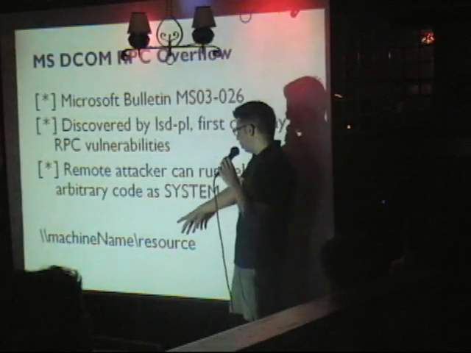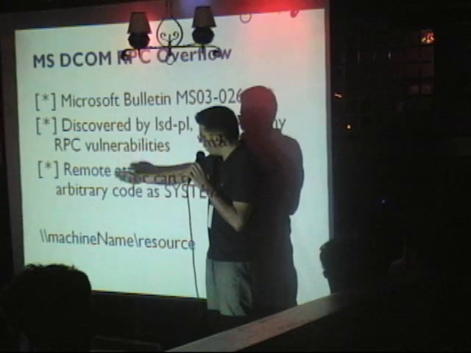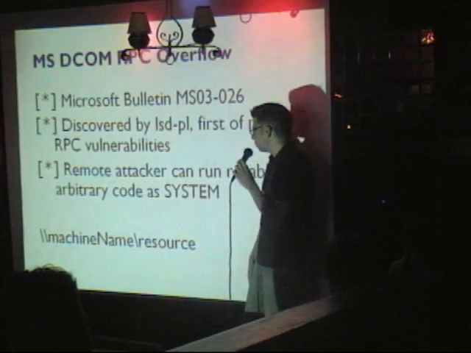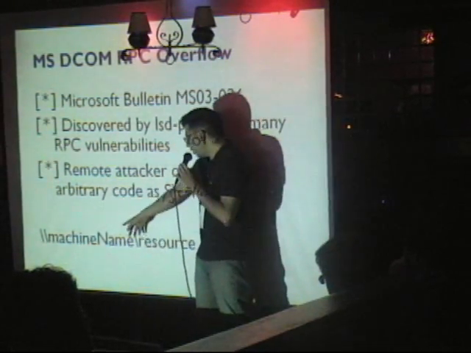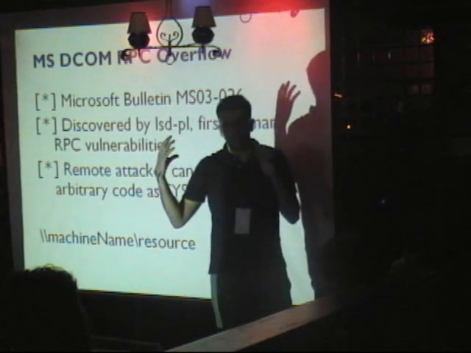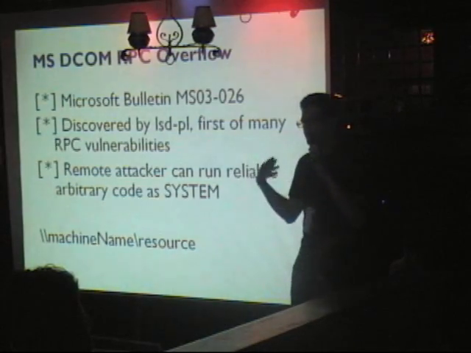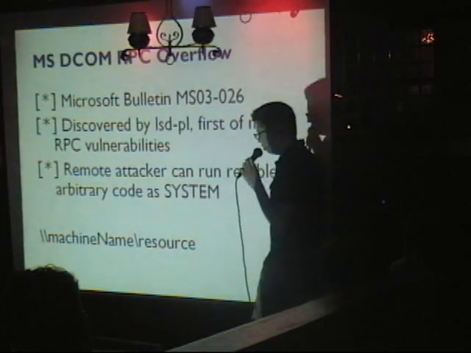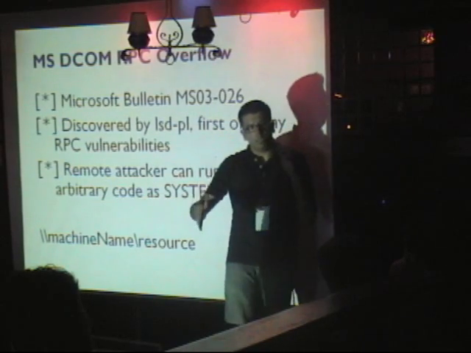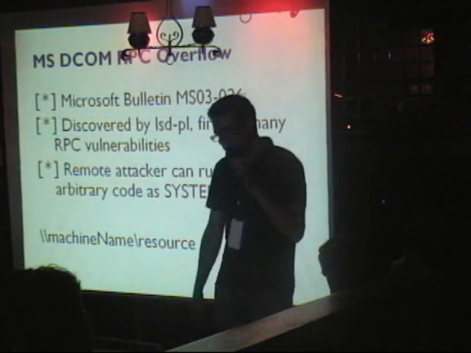When you access something in Windows, you can do \\machine name\resource. The machine name portion had a static size buffer on the stack, and the only way to stop writing into that buffer was that it was looking for this slash. When it found this slash, it said, okay, the name is done, and we can move on. I'm going to show what this looks like in assembly.